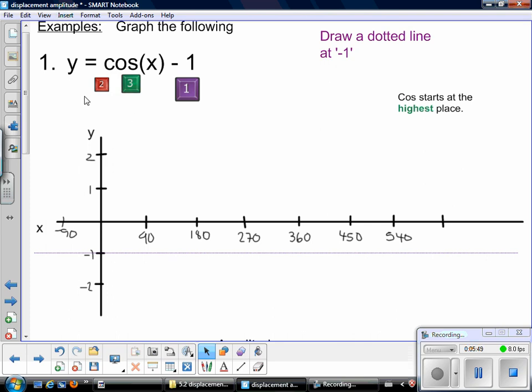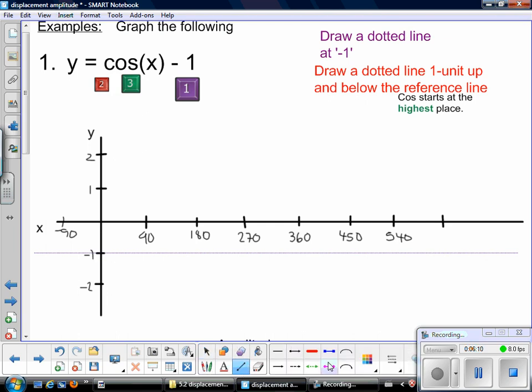Okay, the next thing that I look at is what's in front of my cosine. In this case, I don't see anything, but I know that actually there is a number 1. So that means I'm going to draw a dotted line 1 unit up and 1 unit down from my middle line. Now you're saying, why would you do that? Well, the reason I'm doing that is because my graph will fit between those dotted lines.